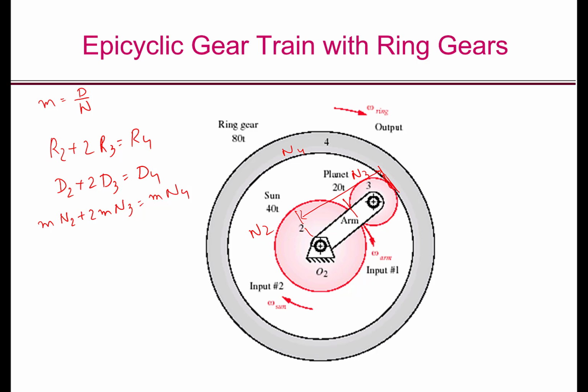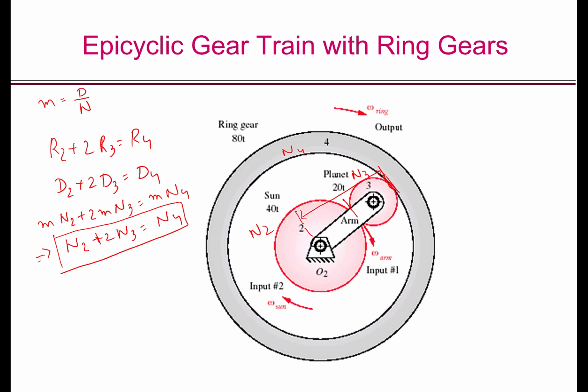Now in this case, the sun is meshing with the planet, so the sun and planet have to have the same module, and the planet is meshing with the ring, so the planet and the ring have to have the same module. That implies that all the 3 gears have to have the same module. That's why I can put in the same module for all the 3 gears. This implies N2 plus 2N3 equal to N4. So this is the constraint on the number of teeth among the sun, planet and ring gear.